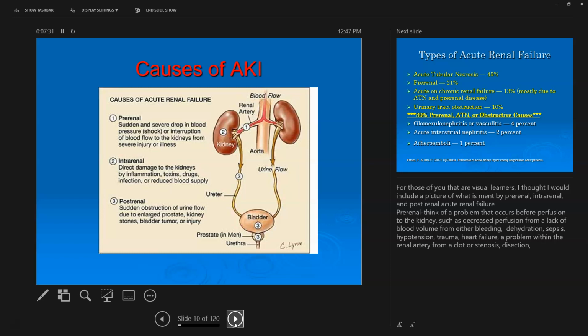It could be medication related. So you guys are getting all this in your history. So your ACEs, your ARBs, your NSAIDs, all those things that you guys just talked about.